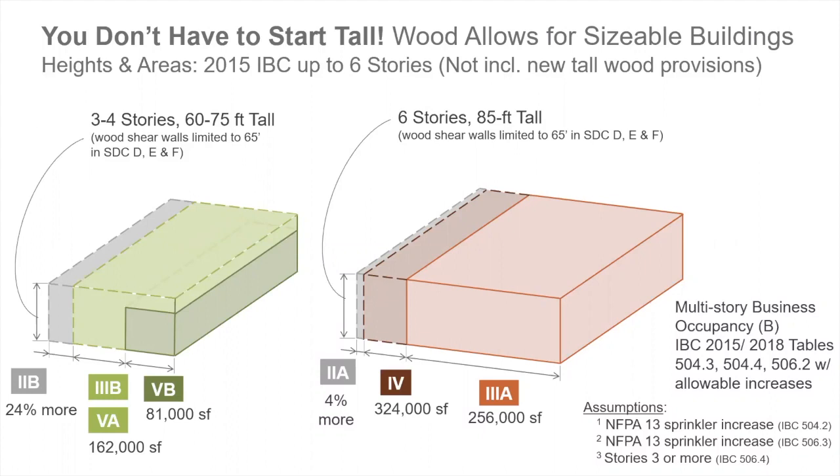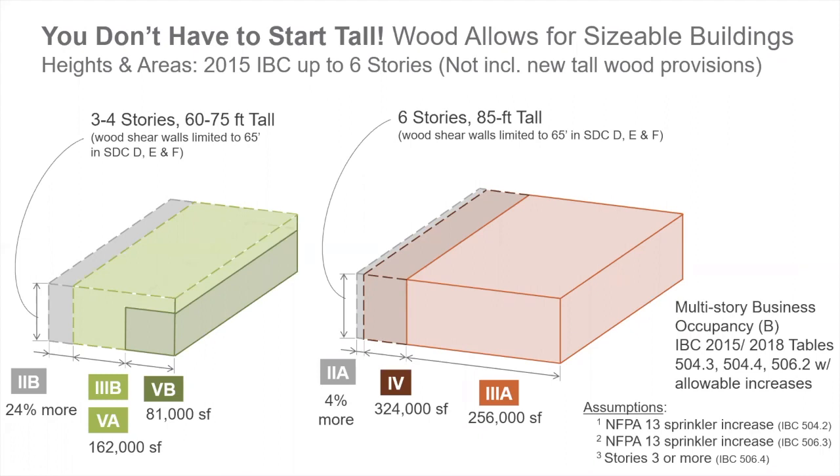You can easily achieve a very sizable timber building when you compare that to some of your traditional steel and concrete construction types. So let's just take a quick look at an office or a business occupancy. Here on the left-hand side, you'll see that a type 5B building allows you up to about 81,000 square feet. In a type 3B building, or even a type 5A building, you can get up to 162,000 square feet and 4 stories. And so those are very sizable buildings.